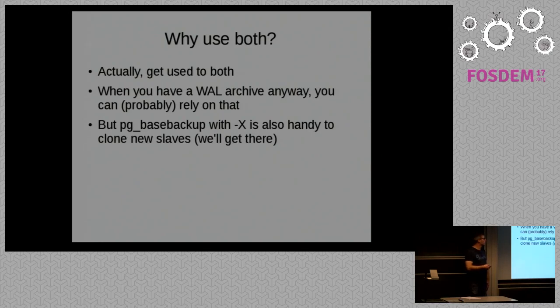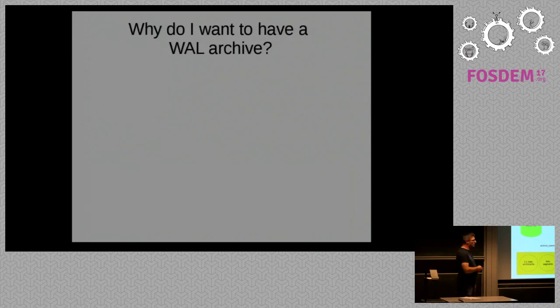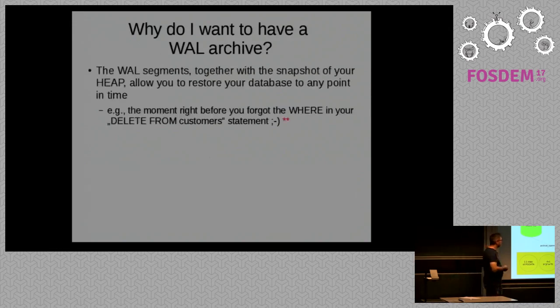pg_basebackup, on the other hand, is also handy to set up a new replication slave, whatever. We'll also get there. So, when you have a WAL archive filled with your archive command all the time, you can just skip the separate backup of the WAL segments during your backup, okay?